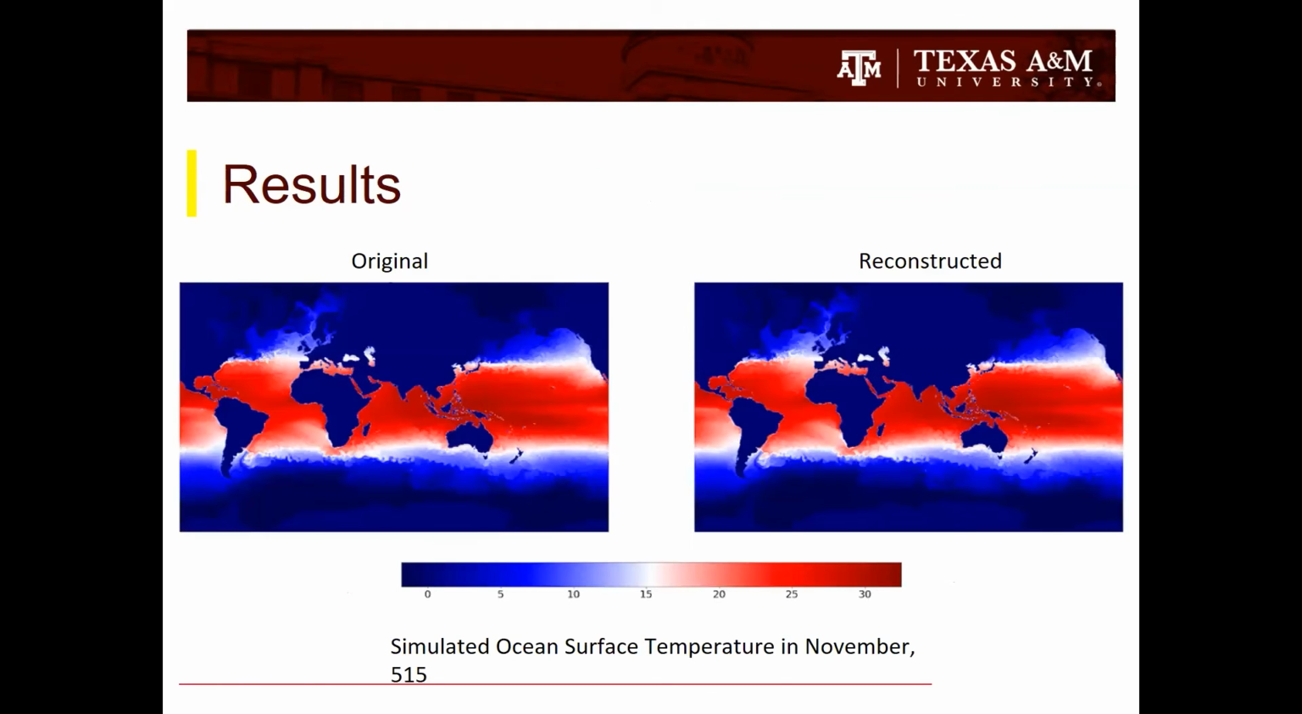And this is the result that we have. The data on the left of your screen is the original data from the simulated ocean surface temperature in November of the year 0515. And on the right is our reconstructed data. So in terms of visualization, those two are very similar to each other.